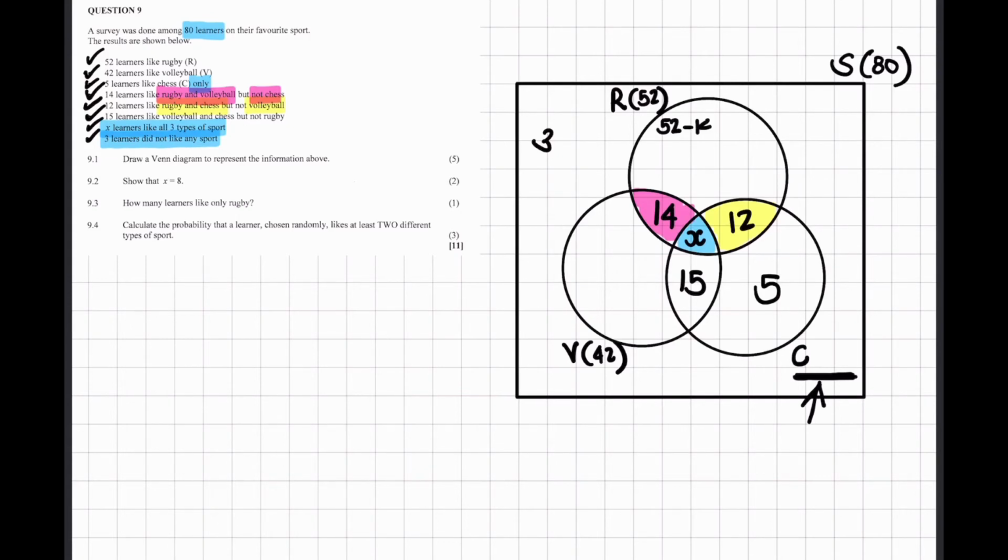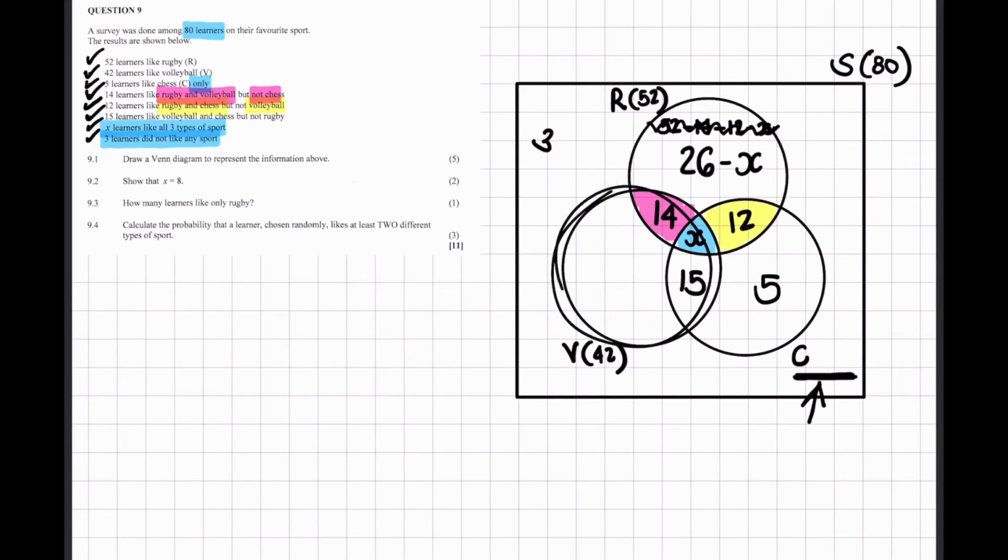So that means that this circle will be equal to the 52 that like rugby, minus the 14 that are already in the circle, minus the 12 that are already in the circle, minus the x, which I don't know what x is. So if I said 52 minus 14 minus 12, I get 26. So there are 26 people that like rugby minus whatever x is. So whatever x works out to be, I'll minus it from the 26. So now I have in that circle the part that's remaining, 26 minus x.